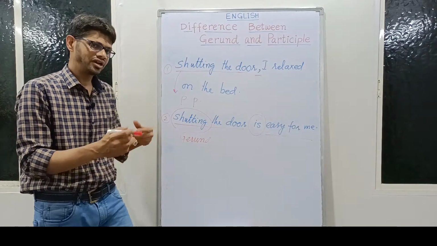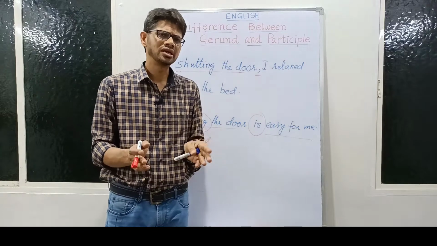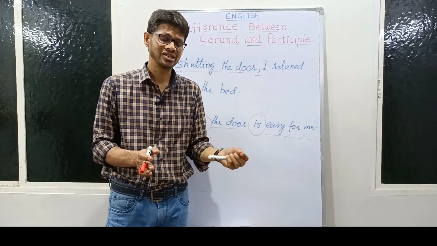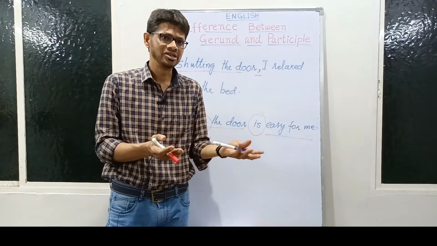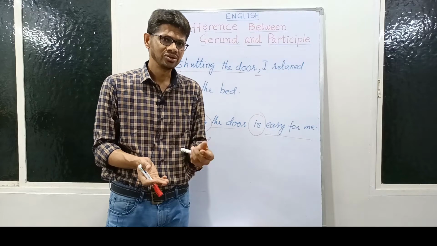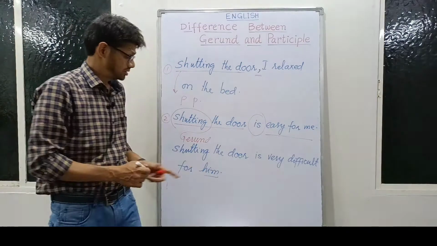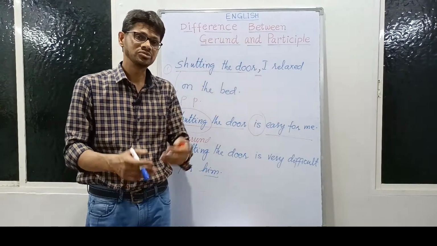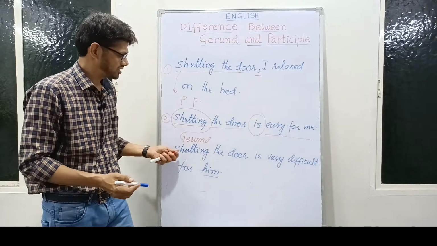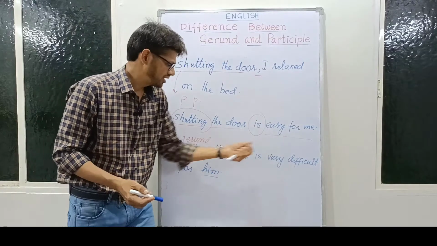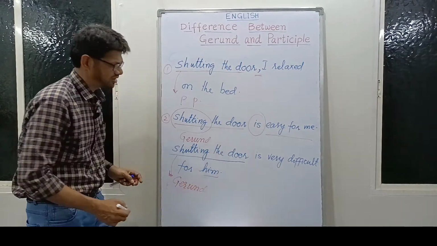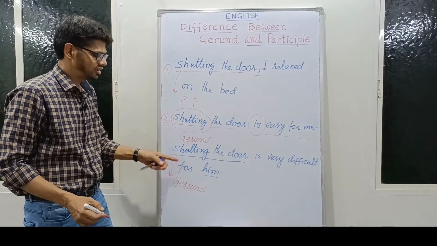Okay. For example, one person is there, a very old person, old fellow, bedridden. He is bedridden, very sick. He cannot stand from his place. He cannot even move from his place. So I can write for him, the person who cannot stand, he is bedridden, he cannot move. So for that person, shutting the door is very difficult for him. So here shutting is a gerund, shutting the door.